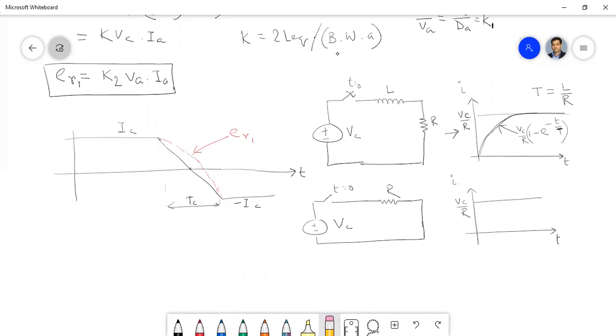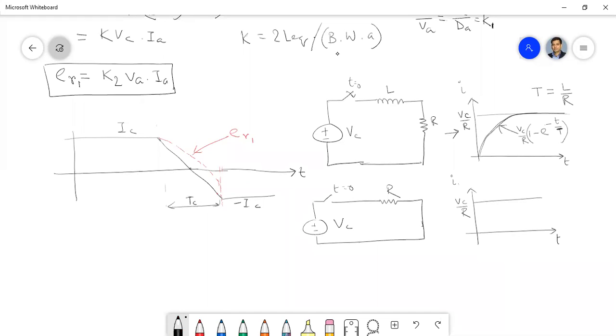This part is not being drawn properly. Let me draw more clearly. It is very difficult to draw on this type of device. So this type of thing will occur due to this reactance voltage. Okay. Have you understood this point?